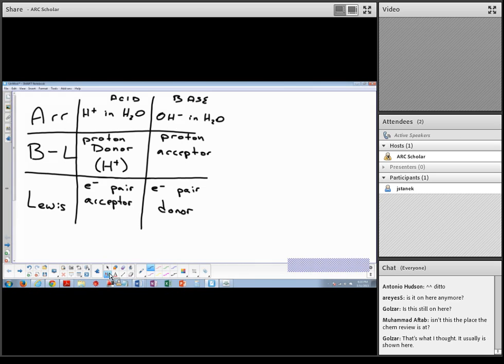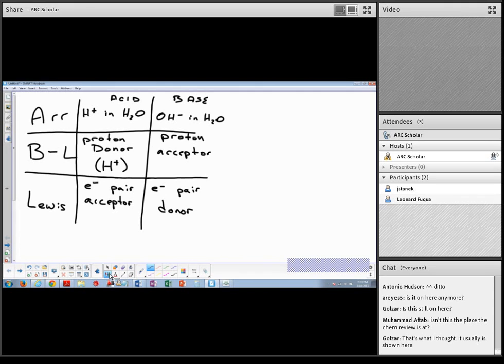All right, so like we said, it gets less specific the further we go down. So anything that's a Lewis acid, okay, let's make sure I got this right. No. Anything that's an Arrhenius acid would be considered a Brønsted-Lowry acid, would be considered a Lewis acid.